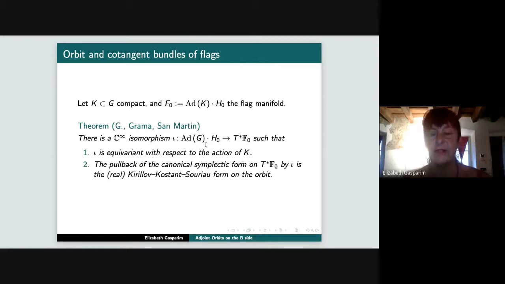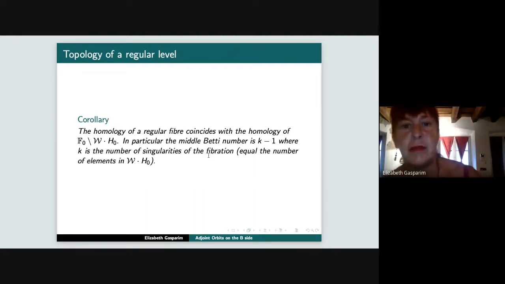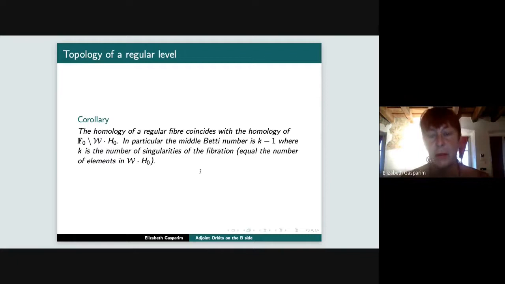That's very, very different from what happens on the symplectic side. Okay. Also the regular fibers, the same thing. You can look at the regular fibers as symplectic submanifolds or also as complex submanifolds. That's simple to see on the complex side because there is a regular value theorem for complex geometry.